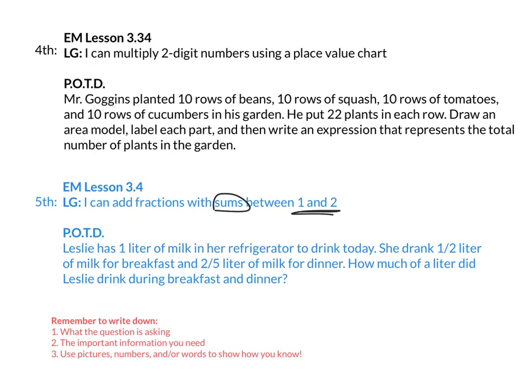Okay. We've learned so far to add fractions that have like denominators. We've also learned how to add fractions that have unlike denominators. So today we're going to look at what happens when the answer is somewhere in between 1 and 2.